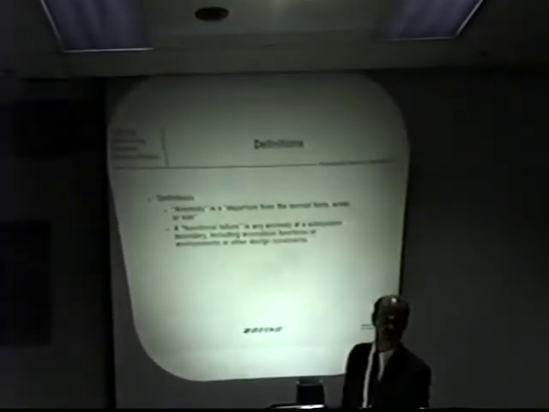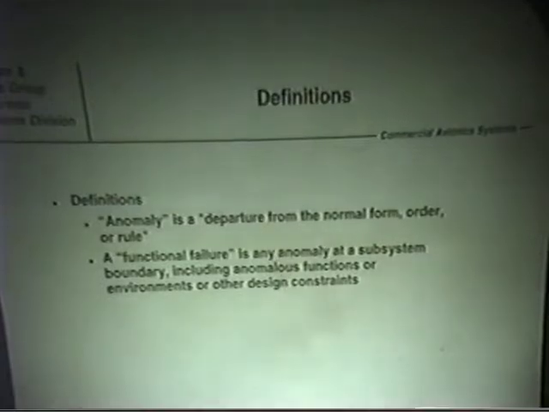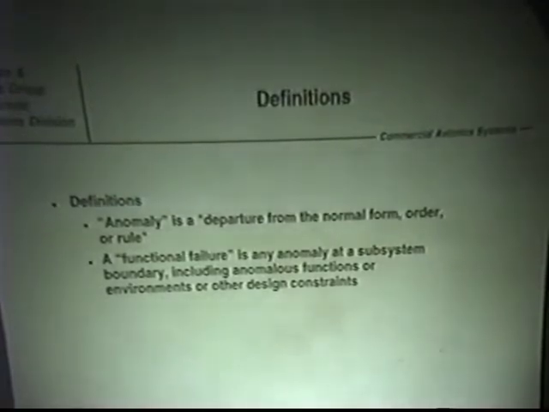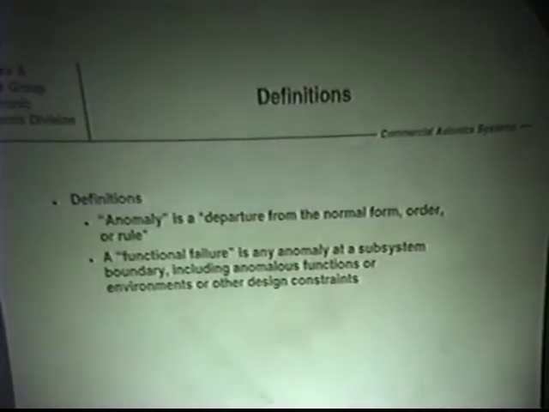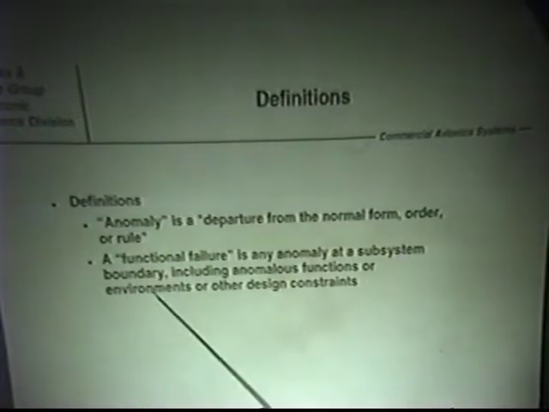I want to start with some definitions so you understand the terms I'm using. Anomaly, that's the same term we used last week: departure from the normal form, order, or rule. In this paper, I'm using functional failure to mean any failure, any anomaly in a subsystem boundary, whether it has to do with anomalous functions or anomalous environments or any other design constraint that is outside of its normal condition.